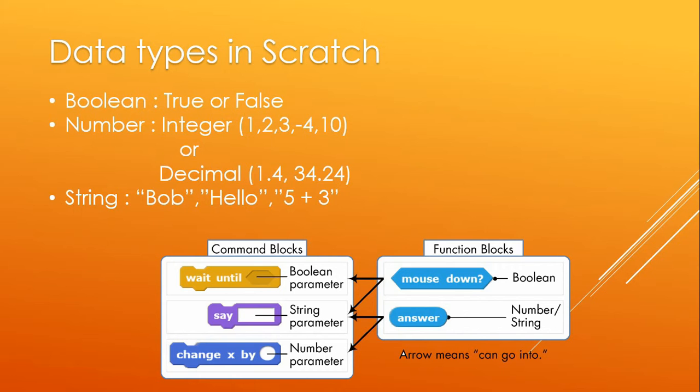So you could put in wait until 5 is greater than X, or wait until I click the button, wait until the Y key is pressed. These are all, has the Y key been pressed? There's only two answers to that, yes, no. So that would be your boolean parameters.